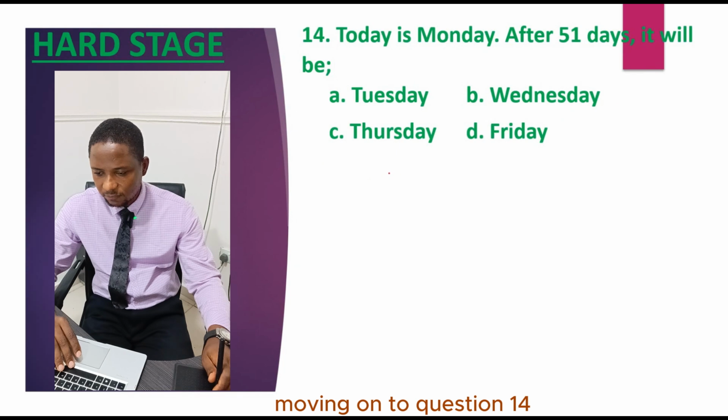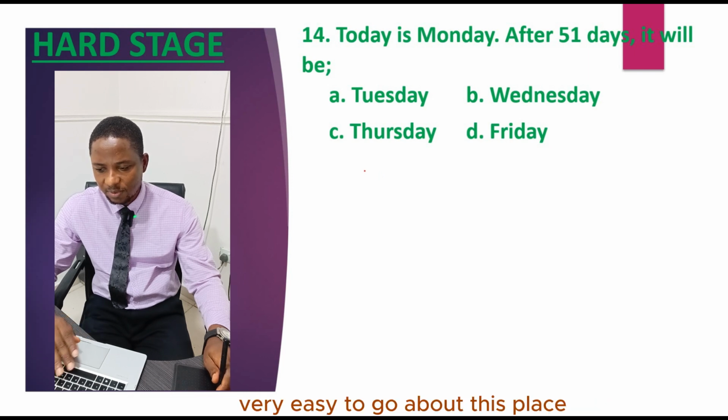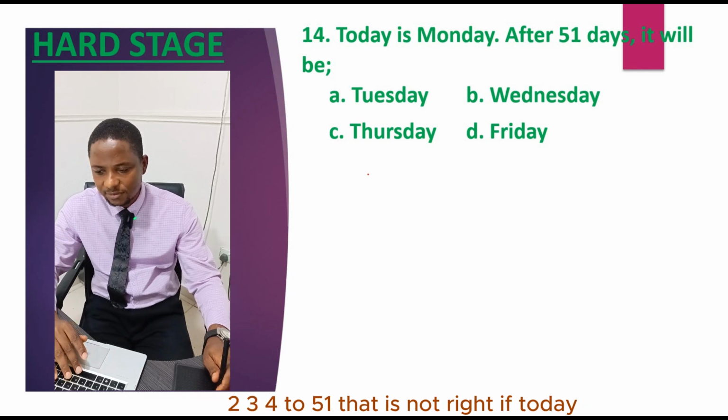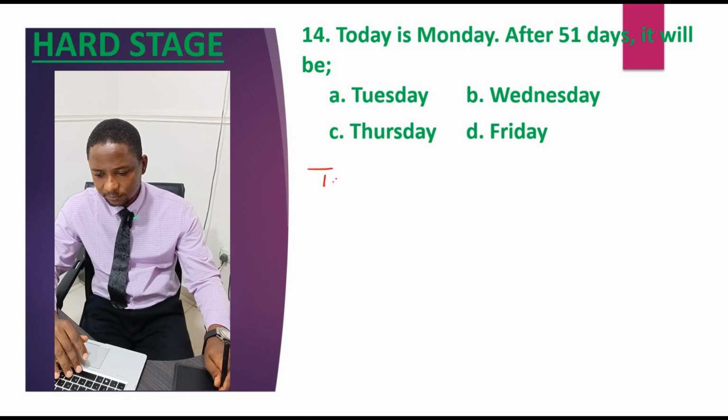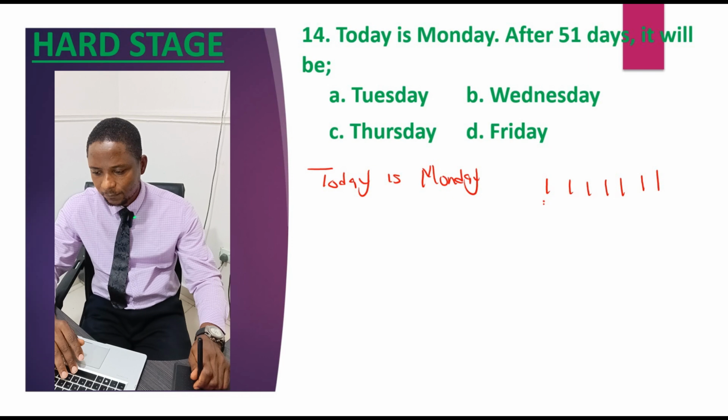Moving on to question 14. Today is Monday. After 51 days, it will be what? Very easy to go about this question. I've seen students counting first 1, 2, 3, 4 up to 51. That is not right. If today is Monday, every multiple of 7 days will take you back to Monday. Every multiple, like you have 1, 2, 3, 4, 5, 6, 7. So look at it. This is Tuesday, Wednesday, Thursday, Friday, Saturday, Sunday, Monday.